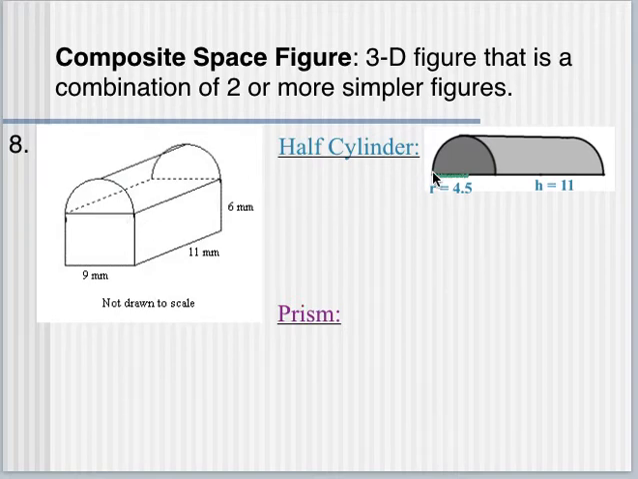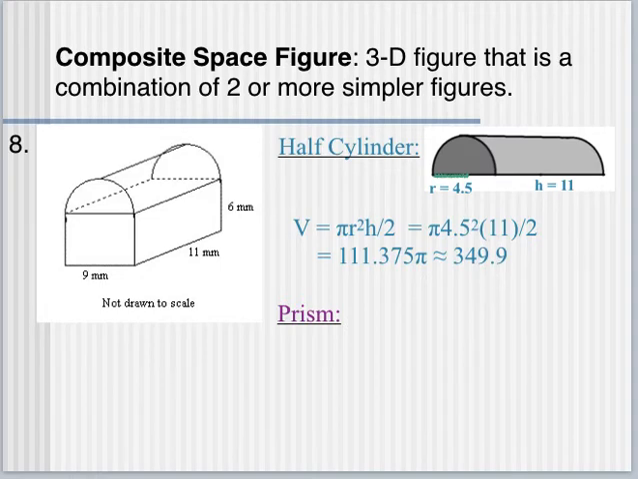If 9 is a diameter, then the radius is half of that, 4.5. And also notice how if this edge of the box is 11, that tells us that this edge is 11 for the cylinder, and that would have been the height of the cylinder. So if you plug in a radius of 4.5 and a height of 11 into your cylinder equation and also halve it, since it's half of a cylinder, you'd have pi r squared times h all over 2. Plug that in, you get 111.375 pi. And then let's round that to the tenths place. If you actually multiply by 3.14, it's about 349.9.